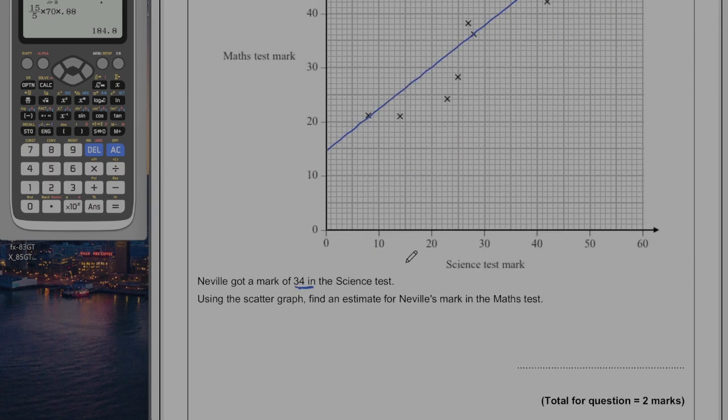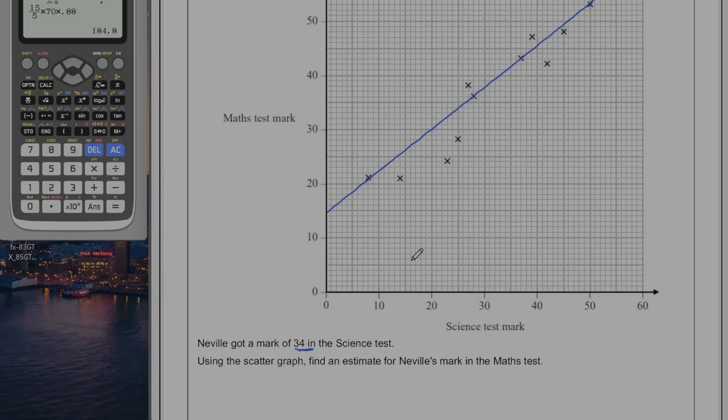So use the scatter graph to estimate Neville's maths mark. 34 was his science mark. So at 34, I'm going to go up to my graph, and then where that hits the line, I'm going to go across and read my y-axis. So we're looking at roughly 41 marks there.